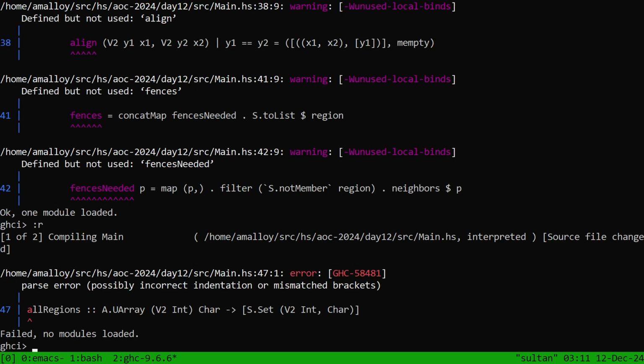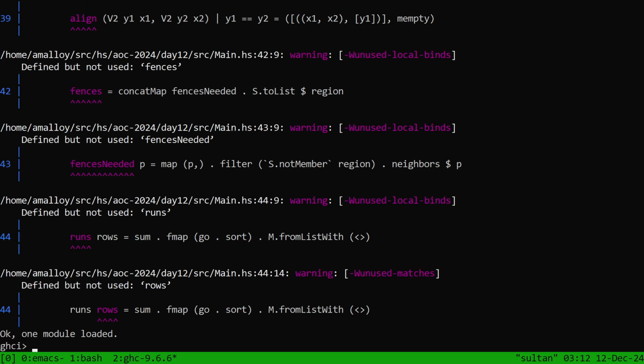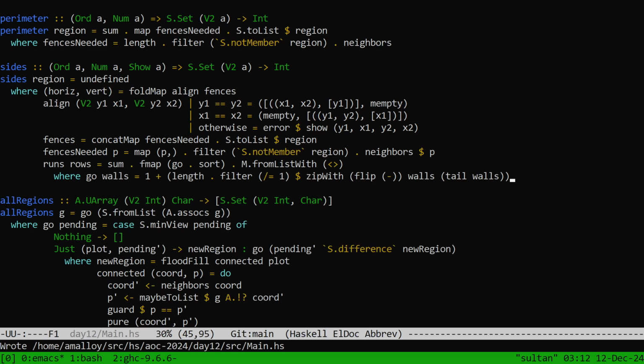Does it compile? No. Bad indentation usually means I'm missing parentheses somewhere. Yes, here. This compiles. I'm not so sure about it, but I don't know what to check. Defined but not used: rows and runs. Well, those are both a problem. Oh, because okay, I haven't finished defining this.